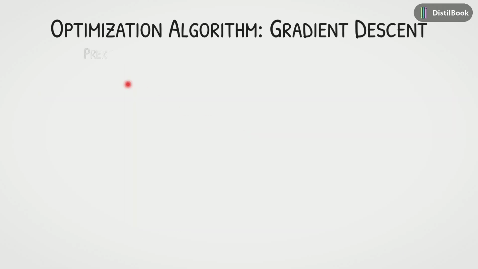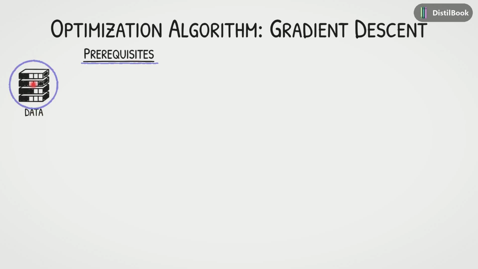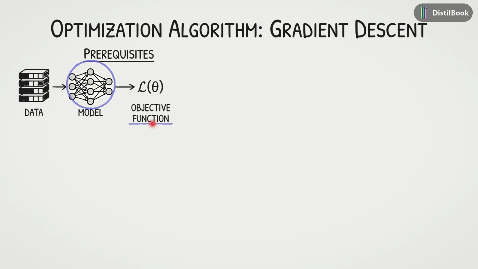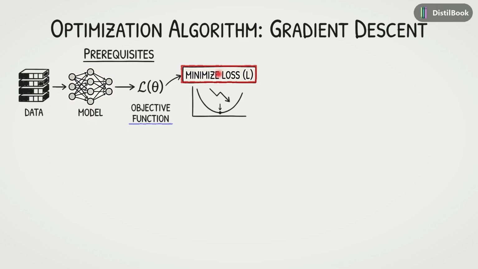We start by establishing the prerequisites for training a deep learning system. First, we gather our data, which serves as the foundation. We feed this into a model, usually a neural network, that processes inputs to make predictions. The performance of this model is measured by an objective function, represented here as L of theta. Our ultimate goal is to minimize loss. As you can see in this graph, we want to slide down the curve to reach the minimum loss, the lowest point where errors are smallest.